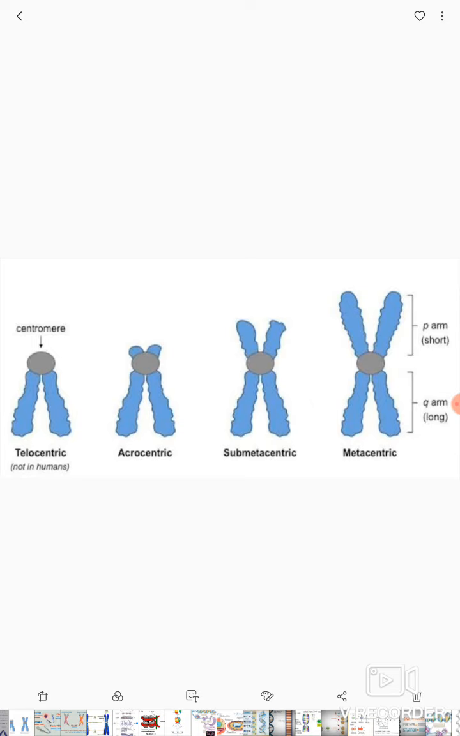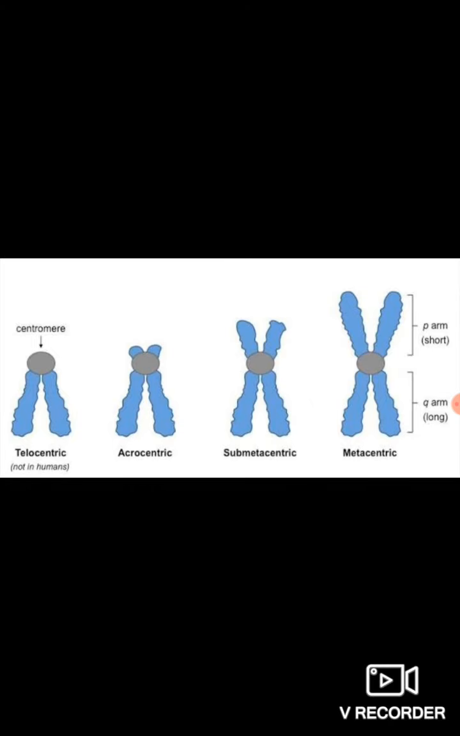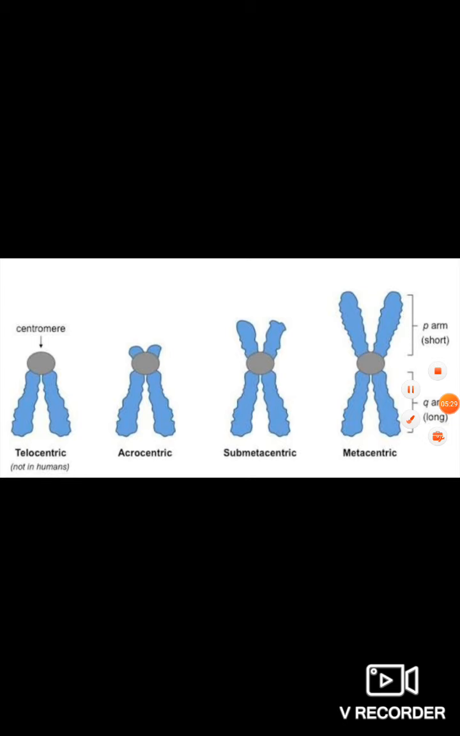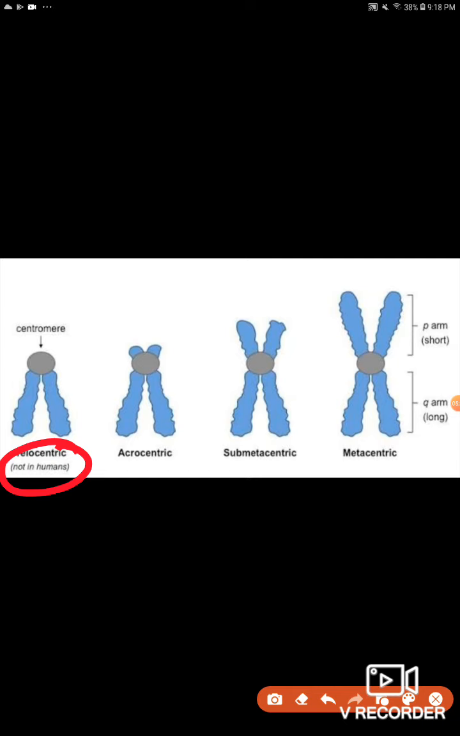Now let's see the types of chromosomes on the basis of the position of the centromere. First we will see what is telocentric. Here in the figure you can identify a telocentric chromosome: rod shape with the centromere at the terminal portion, here at the end of it. So this is called a telocentric chromosome. Here you can observe only one arm is present, that is the lower arm, Q arm.